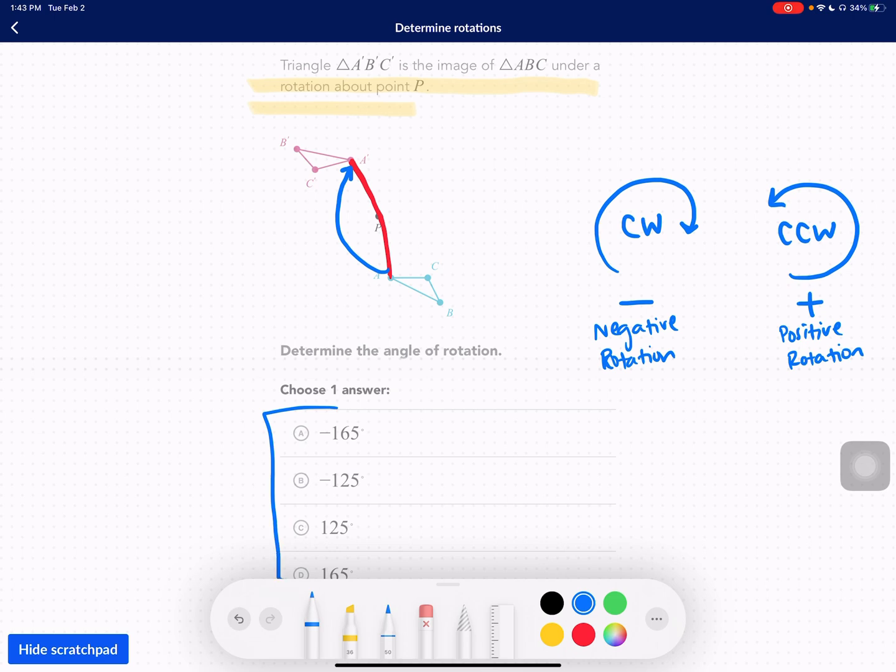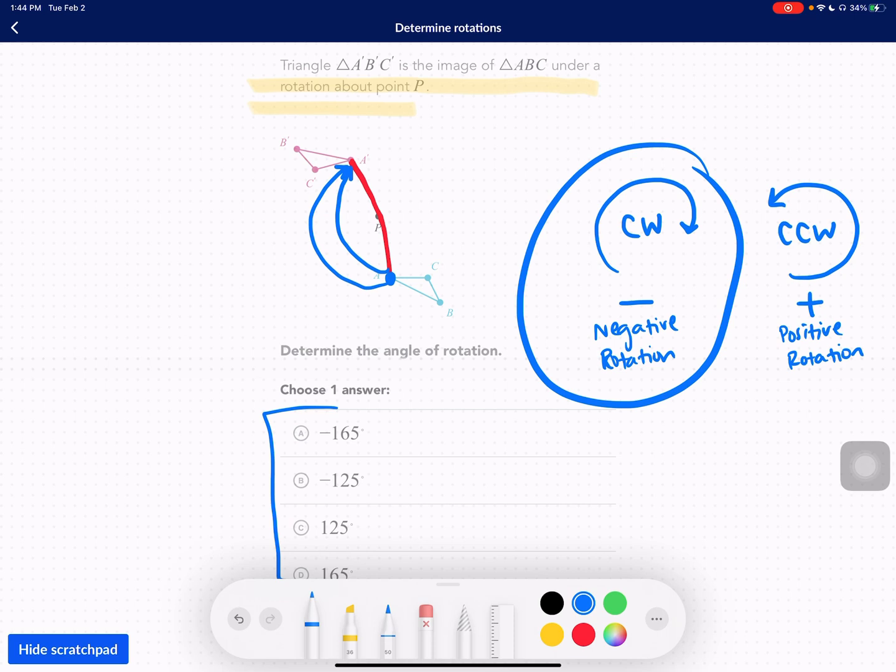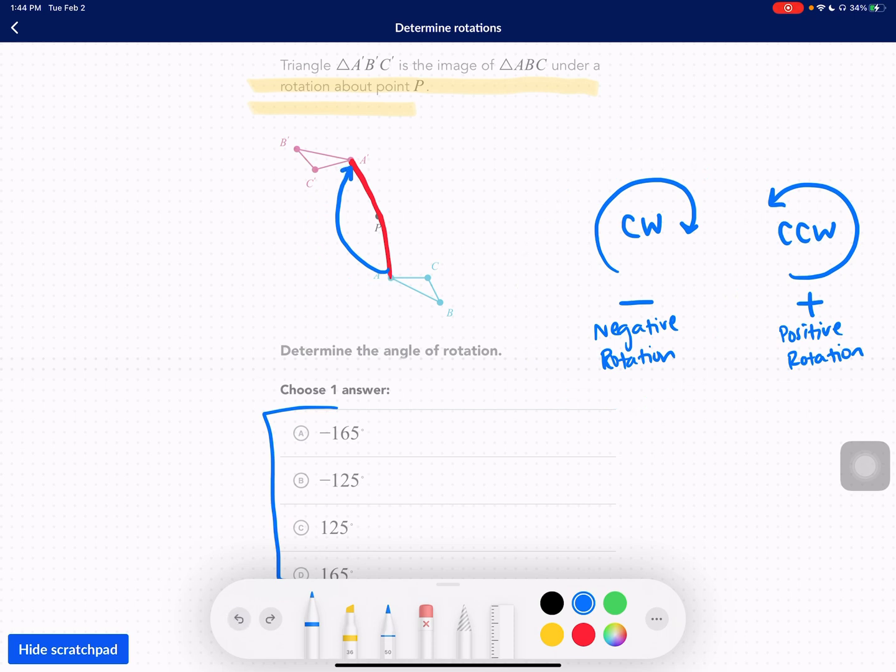We have negative 165, negative 125, positive 125, and positive 165. Well, first of all, let's see if we can figure out if this is a negative or a positive rotation. If my A is right here and A prime is here, then it looks like it is a clockwise rotation, which means this is a negative rotation. So I can cancel out D and C right away. Now I have to see how many degrees it rotated.